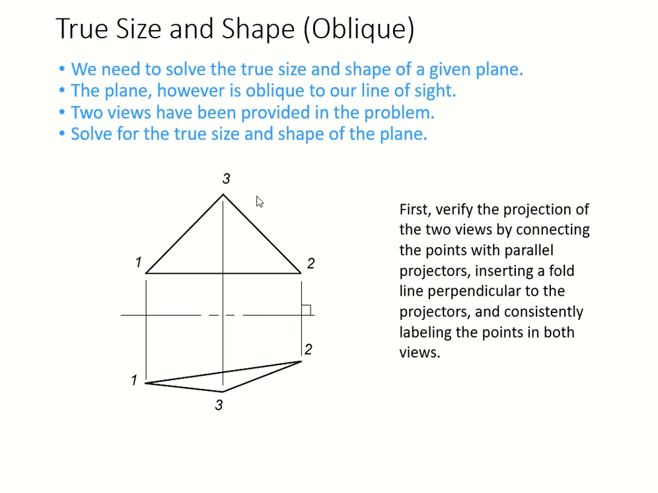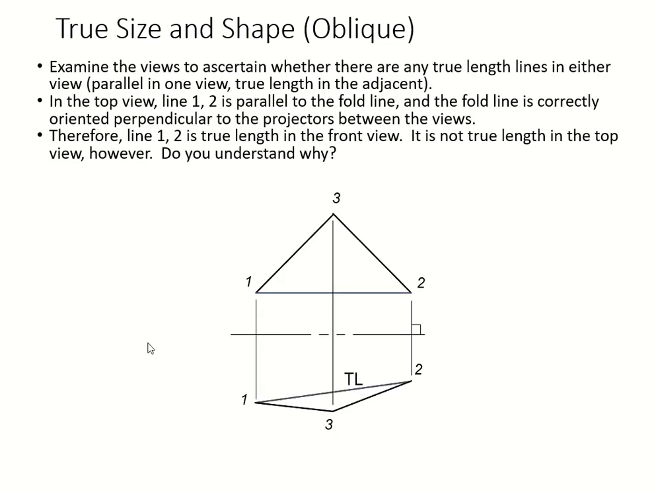The numbering doesn't matter, you can give 1, 2, 3 here and 1, 2, 3 there, just stick to where you put them. They have corresponding points: 1 corresponds to 1, 3 to 3, and 2 to 2. And then throw a fold line in between the two views. And of course, don't forget that the fold line has to always be perpendicular to your projector lines.